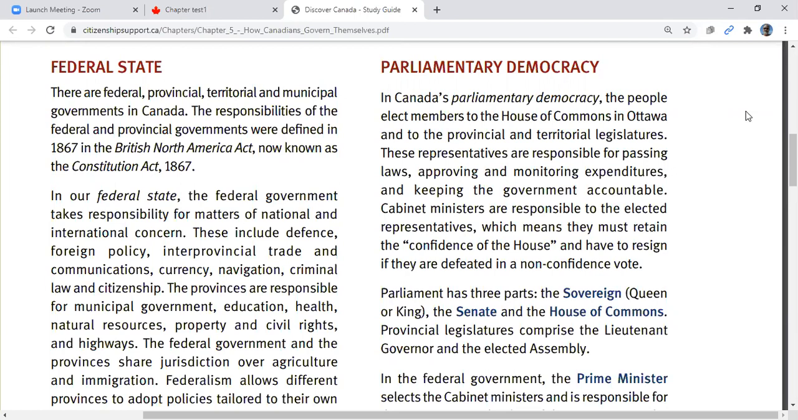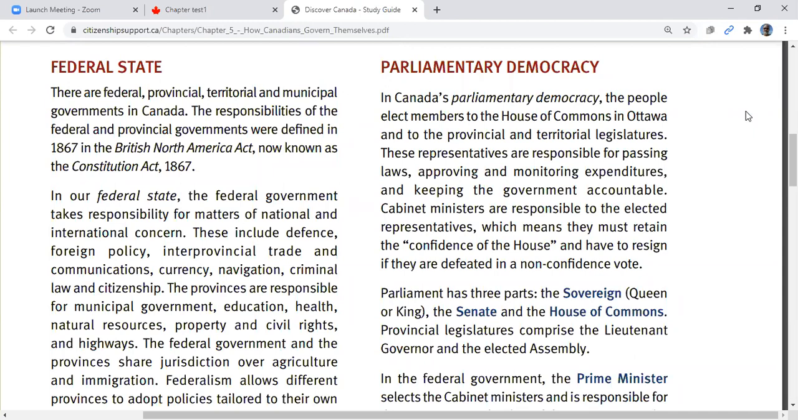Again, government English is difficult sometimes, but it's very good. So we talked about the federal state. Now, parliamentary democracy really just means the people elect our representatives. That's the main thing of parliamentary democracy. The people, all of us, decide who we want to be in Ottawa, in the House of Commons, and who we want to be in the provincial and territorial legislatures, which is the same idea as a House of Commons. And so these elected people make laws, and they decide how the money is to be spent, and then they make sure the money is spent well, make sure there's no problem spending the money.